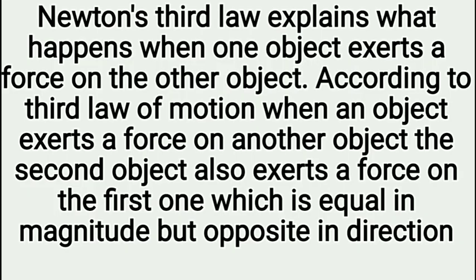Let's see the definition once. Newton's third law explains what happens when two objects exert a force on each other. According to Newton's third law of motion, when an object exerts a force on another object, the second object also exerts a force on the first one, which is equal in magnitude but opposite in direction. That is what I have told you. When you walk on the ground, your feet exert some force on the ground, and at the same time the ground exerts some force on you, which pushes you forward. Did you understand, children?